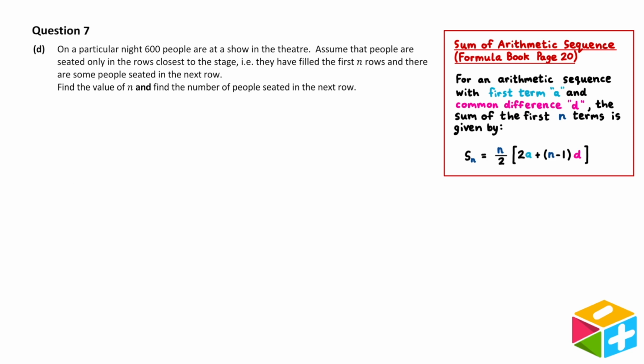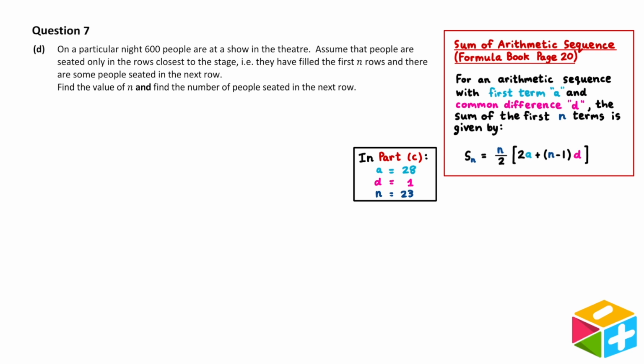In part C, we use the sum of an arithmetic sequence formula to find the number of seats in the first 23 rows. To do this, we subbed in the values a equals 28, d equals 1, and n equals 23 into our formula.